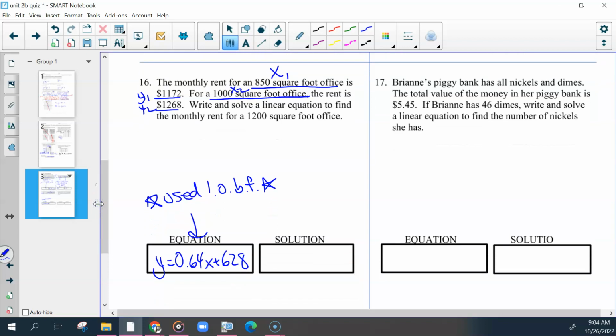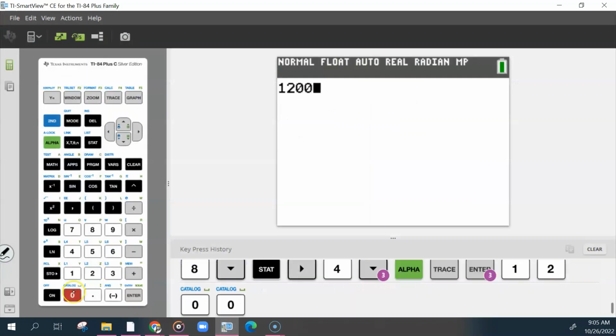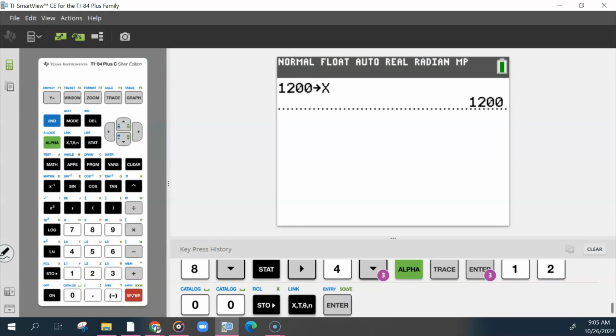So since it's already in my calculator, I'm just going to put this in for x. I'm going to write that I stored this for x. That way I know this is my work, me showing my work. 1200 STO X. And then grab my equation from alpha trace. And 1396 would have been that final answer.